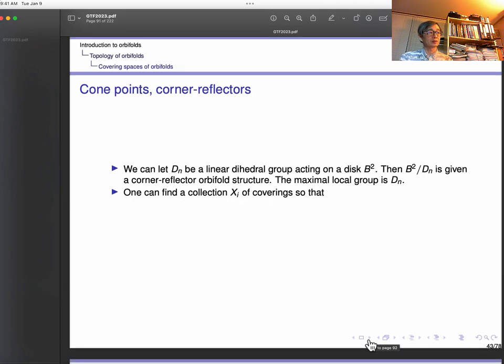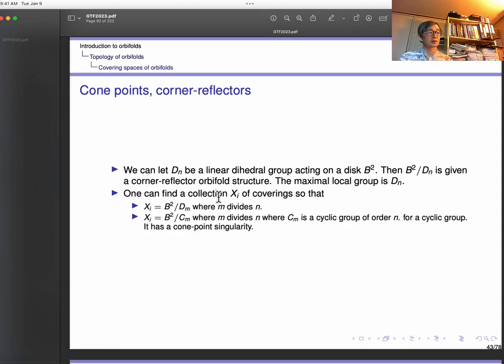As an example, if you look at D_n, the linear dihedral group acting on a disk, then B_n D_n is given by a corner reflector orbifold structure. Then the maximal local group is D_n. So we can find the covering ξ, where ξ is of this form, or ξ is B_n C_m, where C_m is a cyclic group of order m acting as a rotation. So this is a cone point.